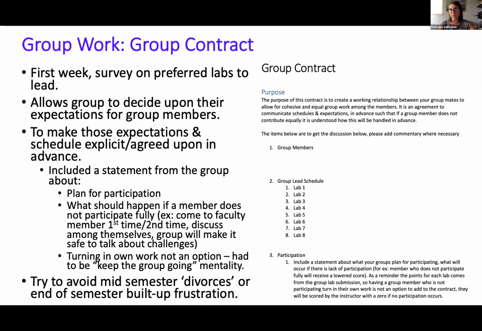The second method that we employed for accountability was a group contract. So in the first week of class, we had a Google survey for students using the Google Forms technology on what were their preferred labs to lead. So in their course calendar in the syllabus, they had access to the 8 labs that they would be doing in the semester, along with the schedule. And so they could pick this based on their interest in a lab or their schedule, but they picked 3.